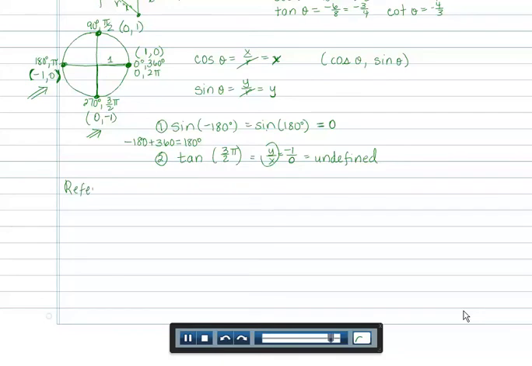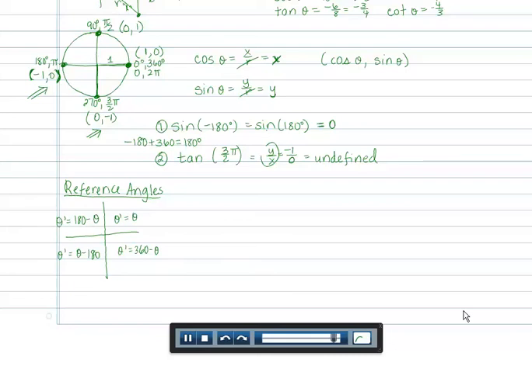Alright, reference angles. Reference angles are an interesting breed. This you just have to remember. The reference angle in quadrant 1 is the angle. Reference angle over here is 180 minus theta. The reference angle in the third quadrant is theta minus 180. And the reference angle in the last quadrant, quadrant 4, is 360 minus theta. And it's just a game of finding your reference angle.